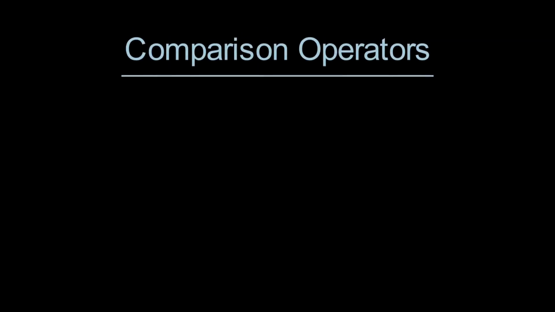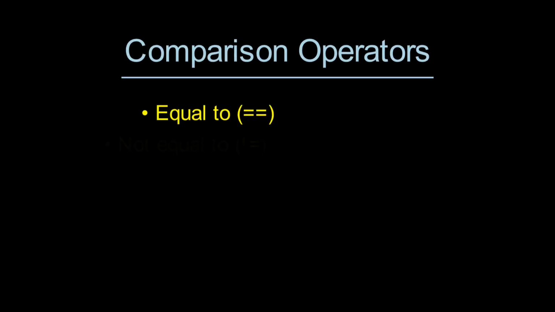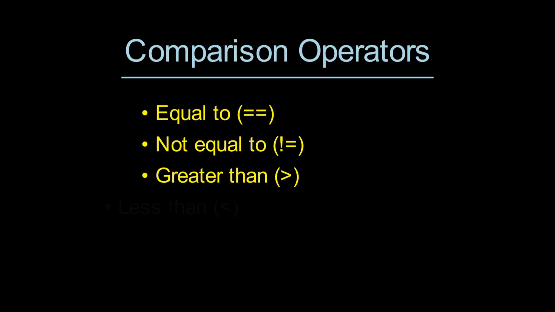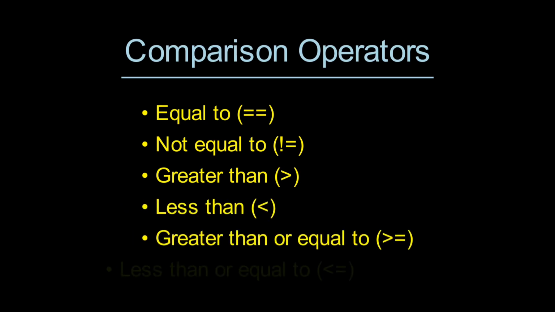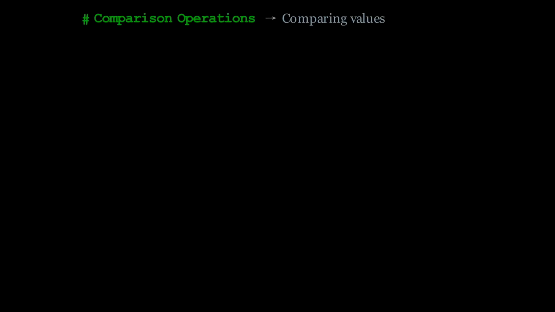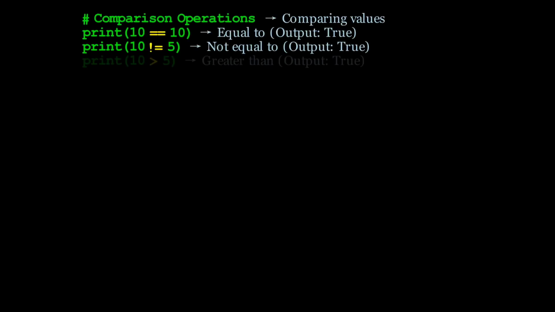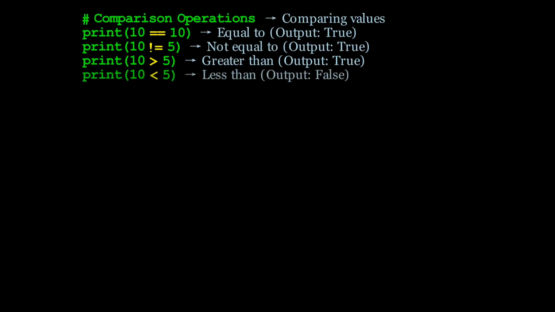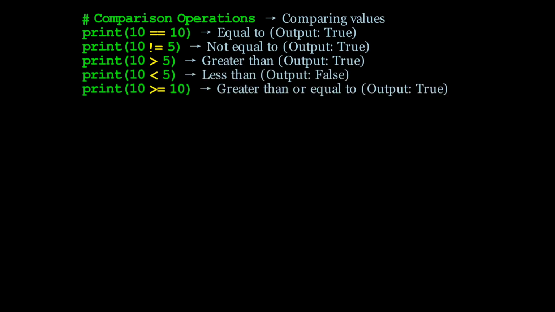Moving on to the comparison operators. These are the tools for comparing values. We have equal to, not equal to, greater than, less than, greater than or equal to, less than or equal to. Watch how the conditional operators work. We compare 10 with 5. See how the operators work and see the output for better understanding.